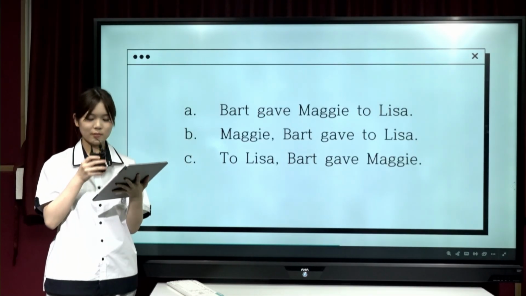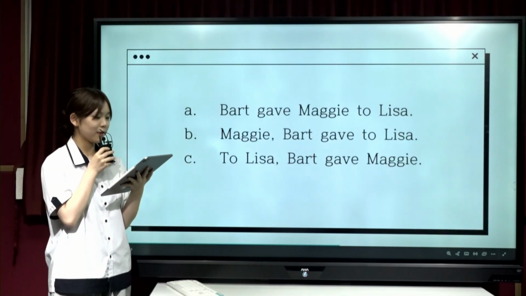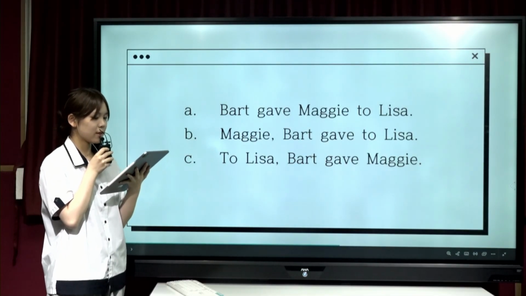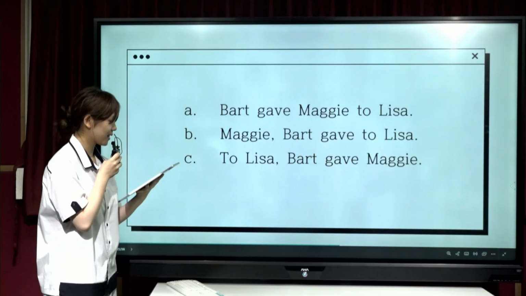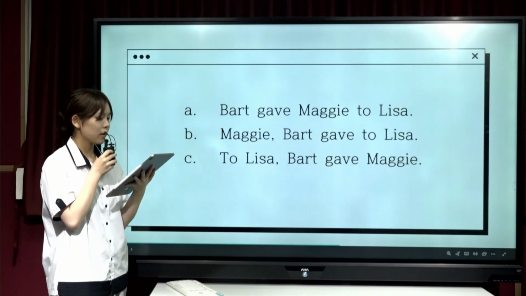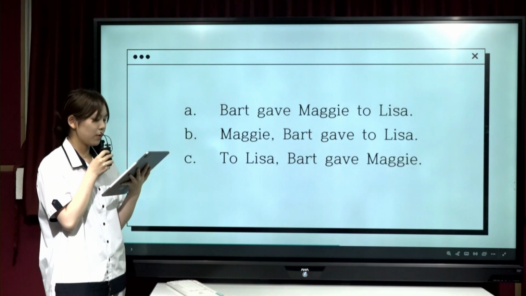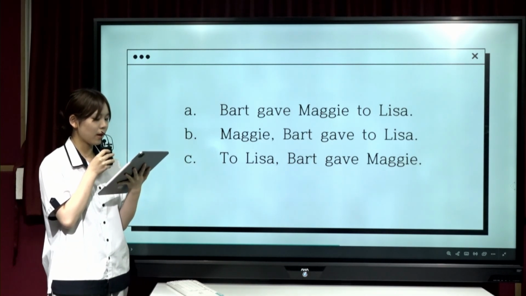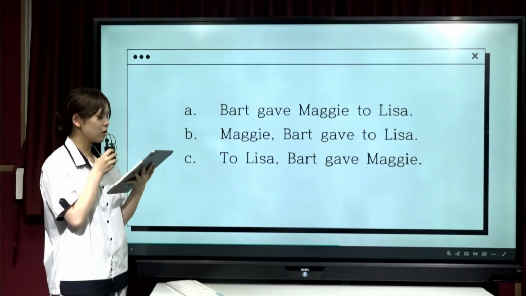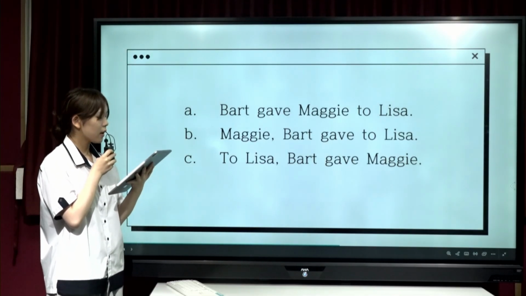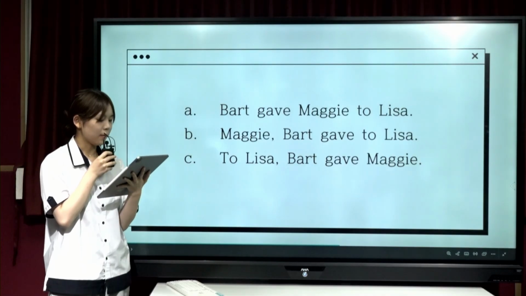I will present about the dislocation test, which is one of the constituency tests in syntax. Dislocation refers to the phenomenon where a part of a sentence can be moved to the front. For example, the base sentence "Bart gave Maggie to Lisa" can be changed into "Maggie Bart gave to Lisa" or "to Lisa Bart gave Maggie."